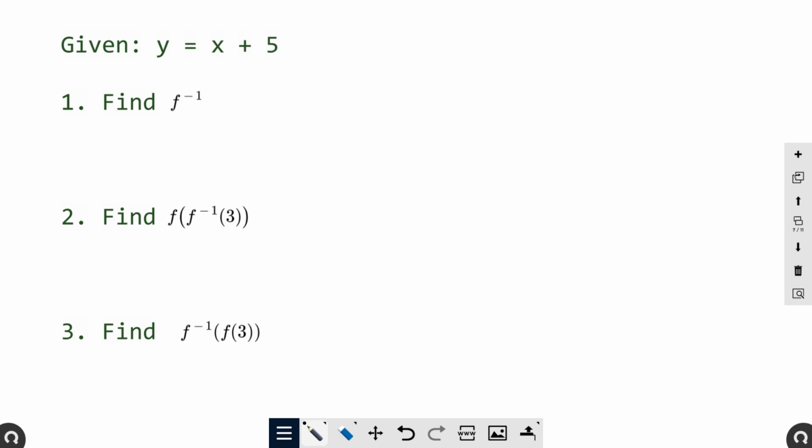All right, so next problem says we're given f of x equals x plus 5. Find f to the negative 1 power. What's it asking us to find? Inverse. Good. So in case you forgot, write the word inverse there. Now, how do you find the inverse of this? Switch x and y. So x equals y plus 5. And then we would need to subtract the 5 to get y by itself.